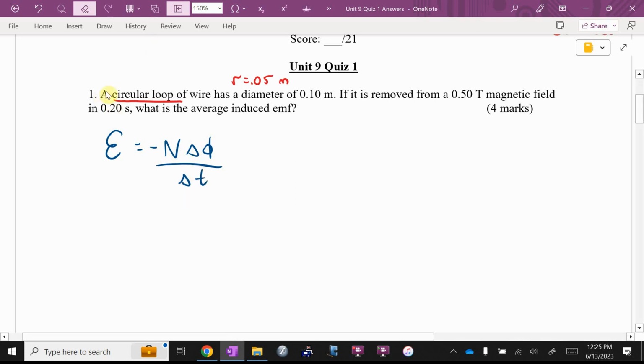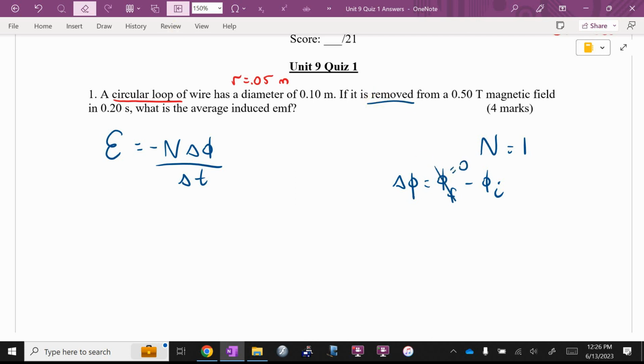Brandon, what's the very first word of this question? One letter. You know what N is then? 1. Is that okay? Change in flux, I usually do this separately. So what's change in anything? It's going to be the final flux minus the initial flux. It says it's removed, so I think I can safely say that the final flux is 0. Remember, flux is the number of magnetic field lines passing through a given area.